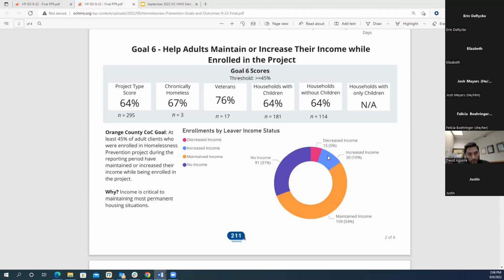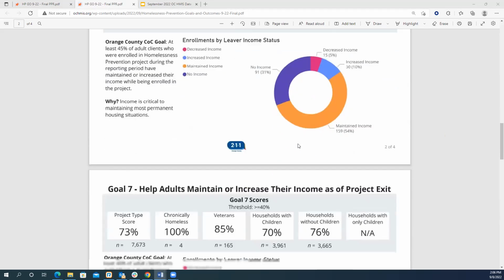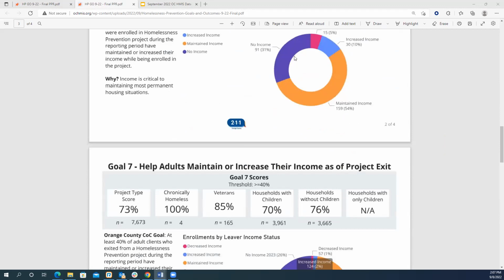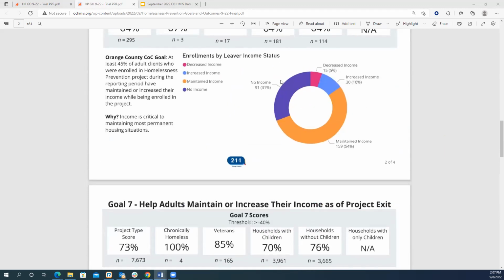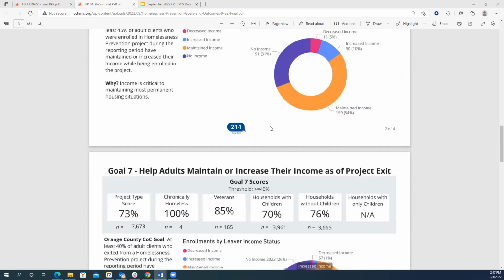But something you may notice across both goal 6 and 7 is that 25 to 30% of the clients have no income. So this is at entry and exit, they have no income. This may cause clients to have to return to the homeless system in the future, because if they don't have income, they may be in the same situation where they need that financial support to remain housed.